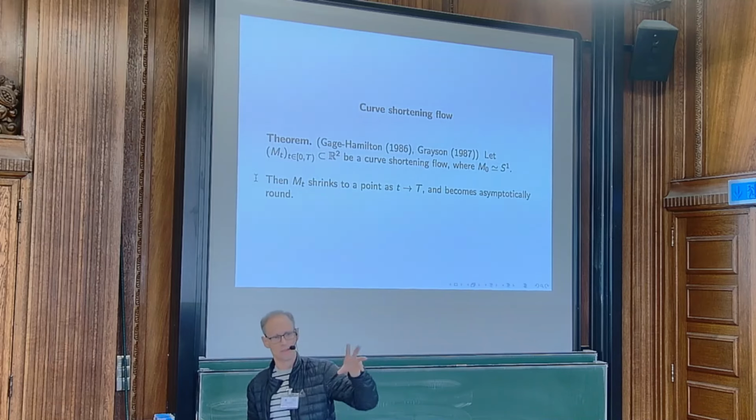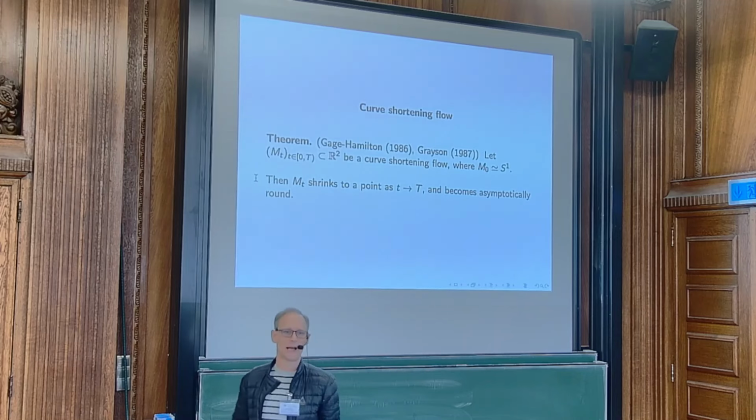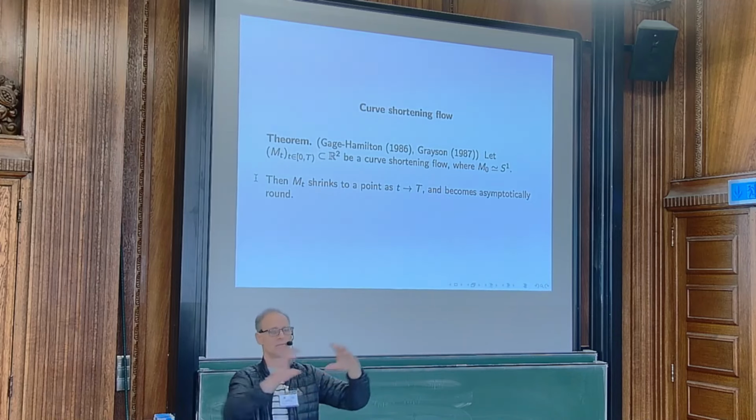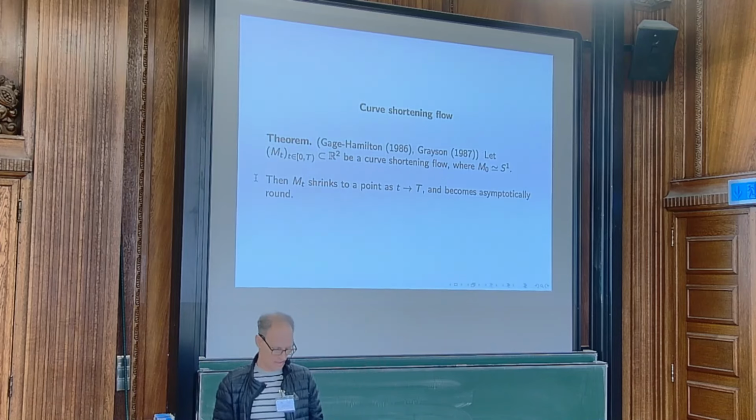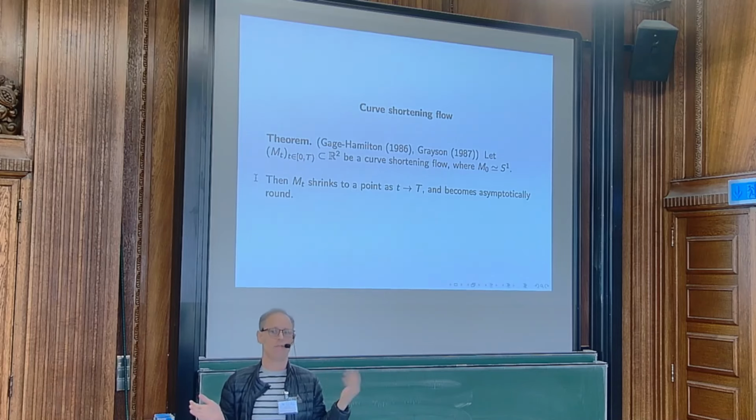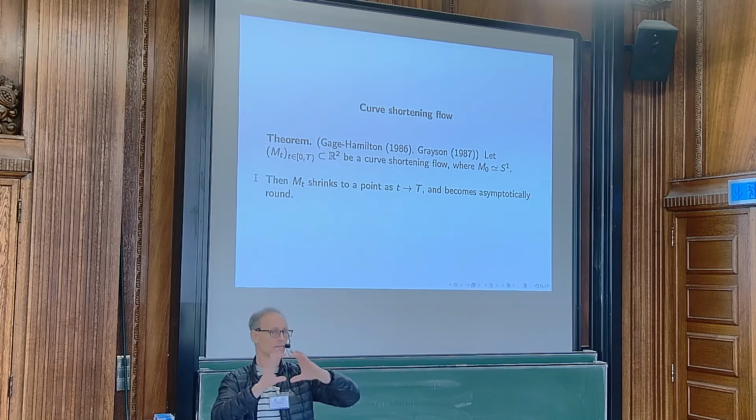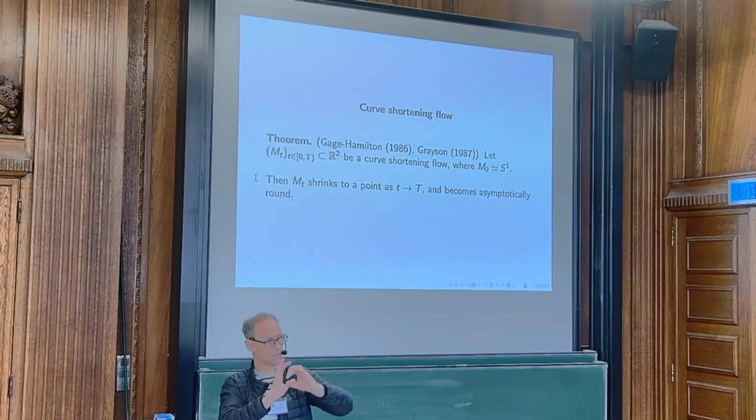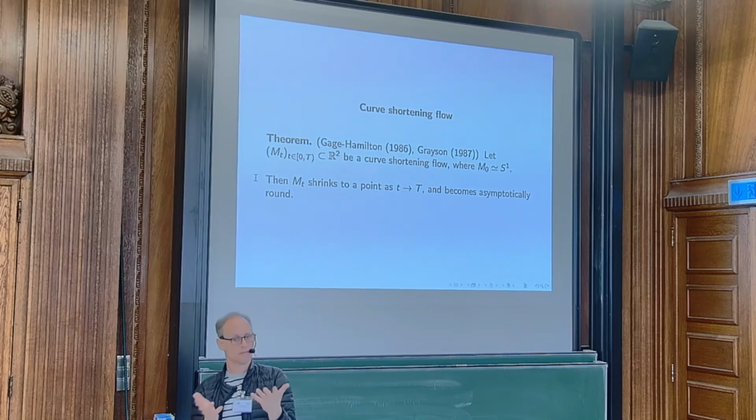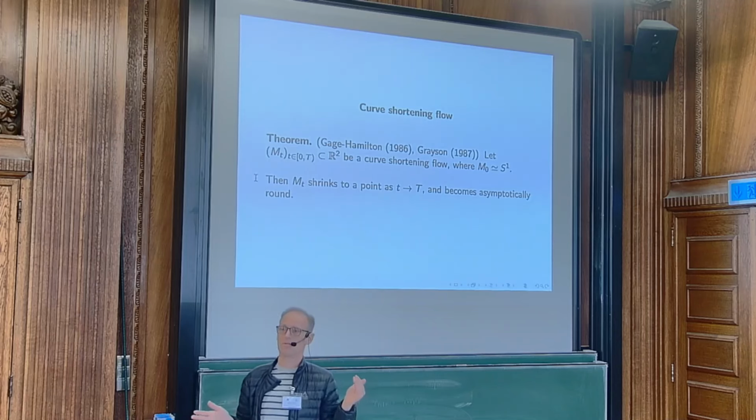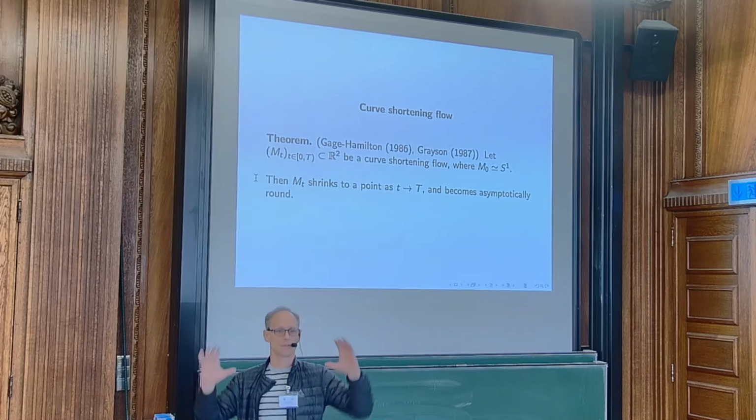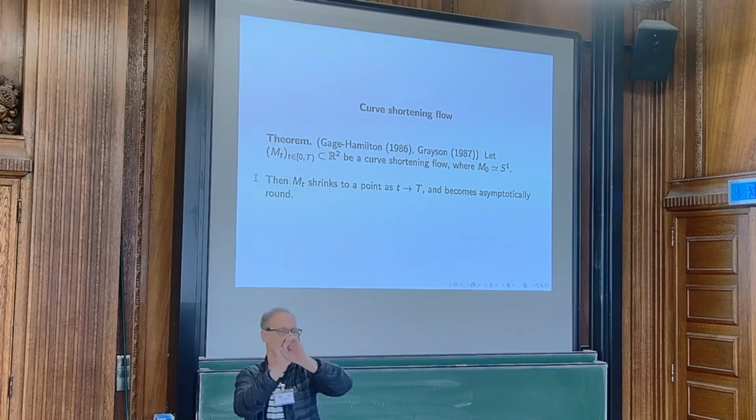Not only that, if you translate and rescale to normalize, say, the diameter, then modulo that translation and rescaling, the curve is converging to a round circle in the smooth topology as you approach the blow-up time. So it disappears, but under a microscope, it's converging to a round circle. That says that even for an arbitrary initial curve, asymptotically you see the same behavior we saw before in the simplest situation where you have a shrinking round circle.